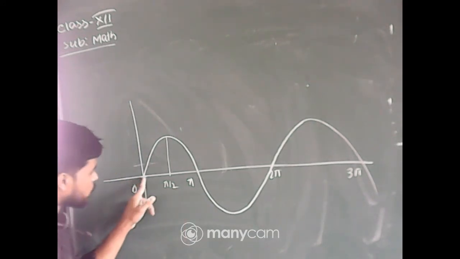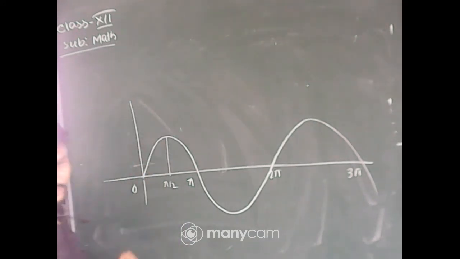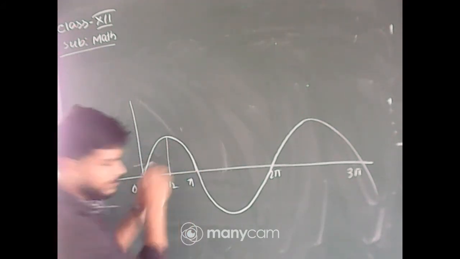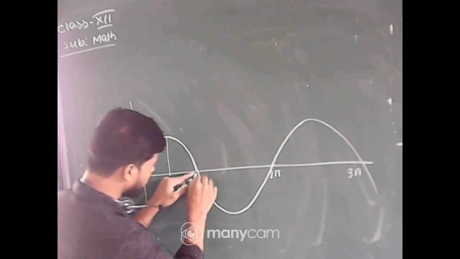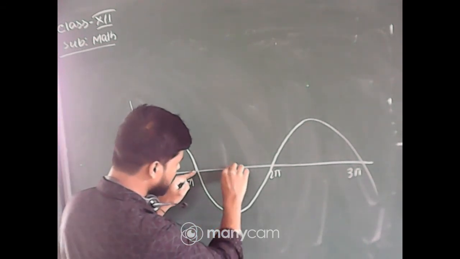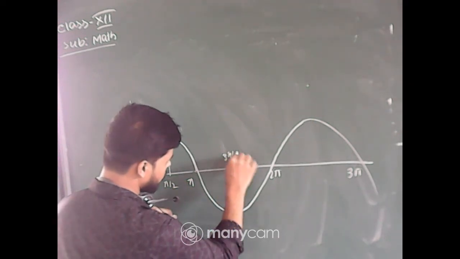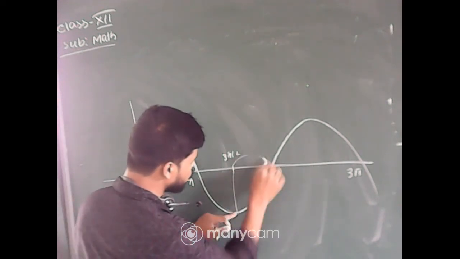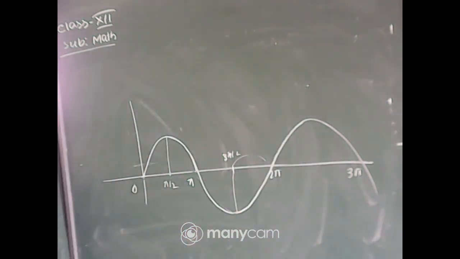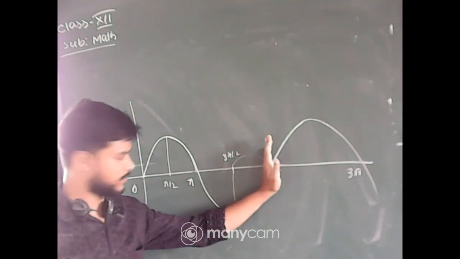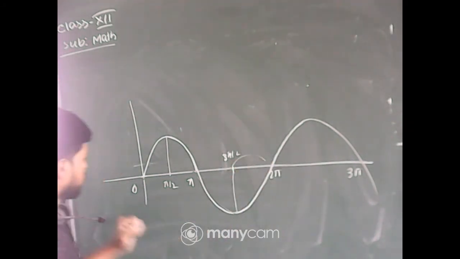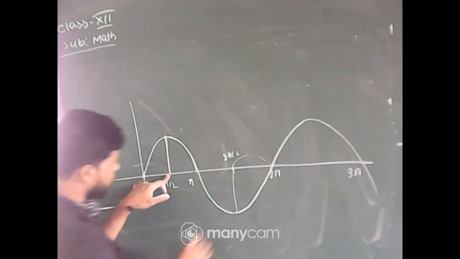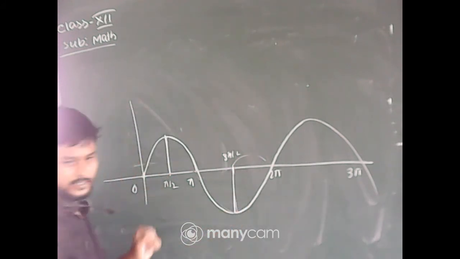From 0 to pi by 2, the function is an increasing function, and from pi by 2 to pi, the function is a decreasing function. Again, from pi by 2 to 3 pi by 2, the function is decreasing, and then from 3 pi by 2 onward, the function is again increasing. So from here to here, the function is increasing. From here to here, the function is decreasing.